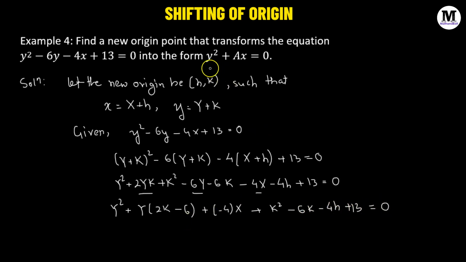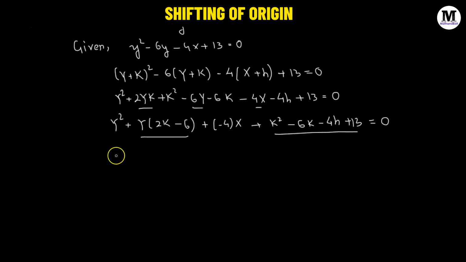So here we have to show that it transforms to the form y squared plus ax equals 0. Now in order for it to transform into this form, y squared plus ax, we see that there is no constant term present here, and also there is no term containing y. So that means this particular term and the constant term go to 0. Fine. So let's equate them to 0. So now we are going to equate 2k minus 6 equals 0. So that gives us the value of k as 3.